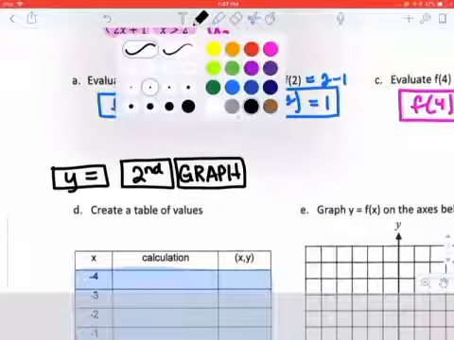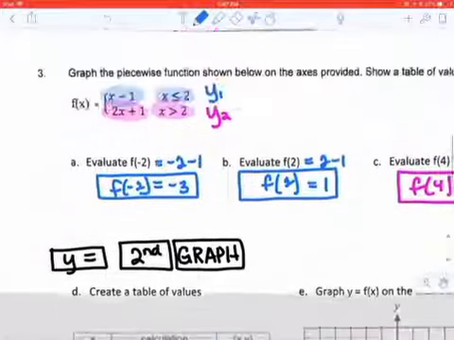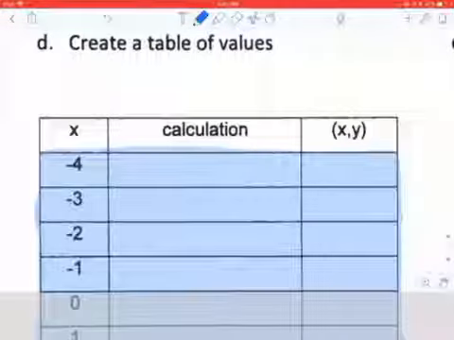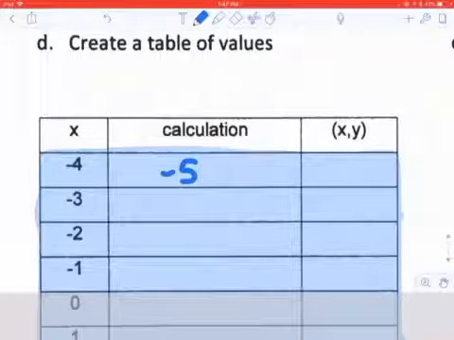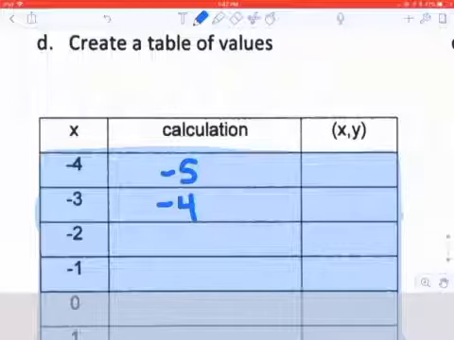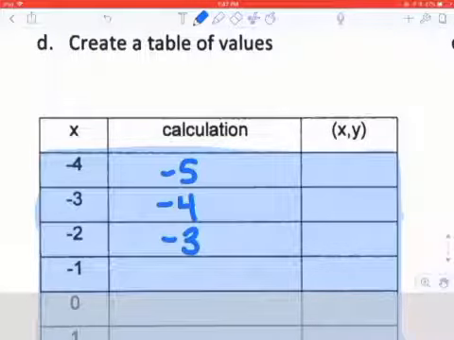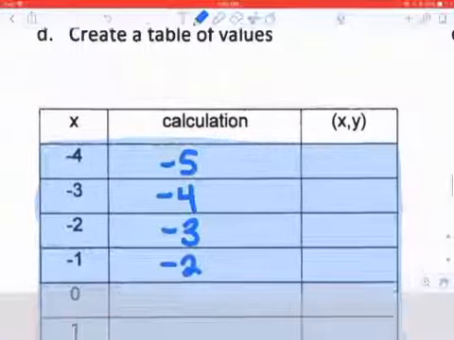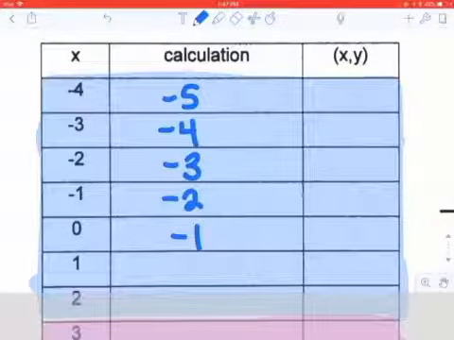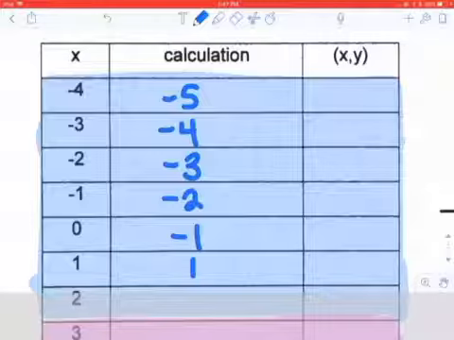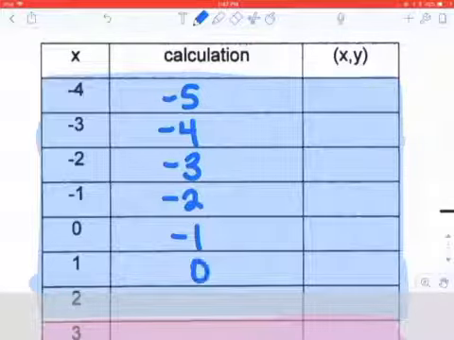So what we get is when x is -4, we get -5. When x is -3, we get -4. When x is -2, you get -3. When x is -1, you get -2. When x is 0, you get -1. When x is 1, you get 0. And when x is 2, you get 1.